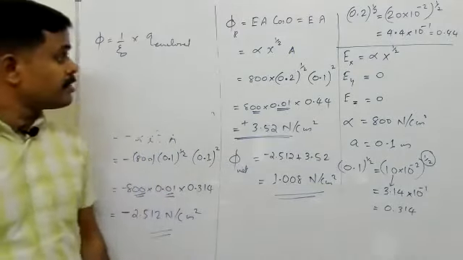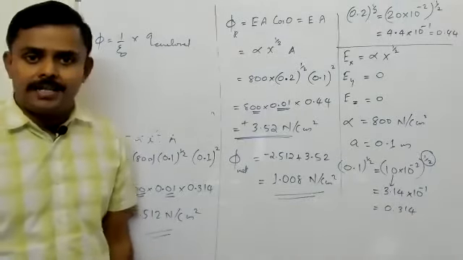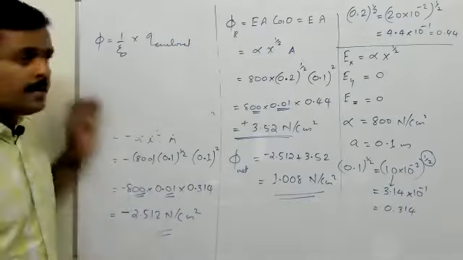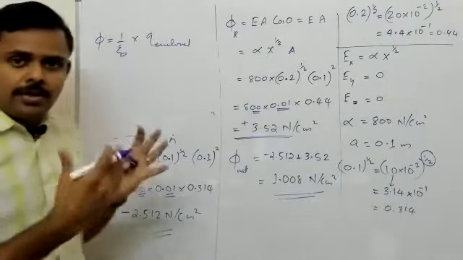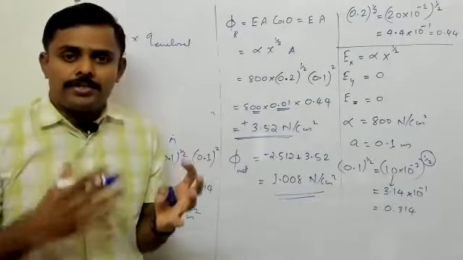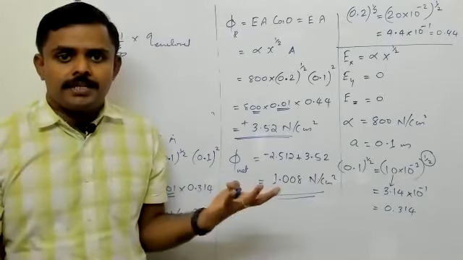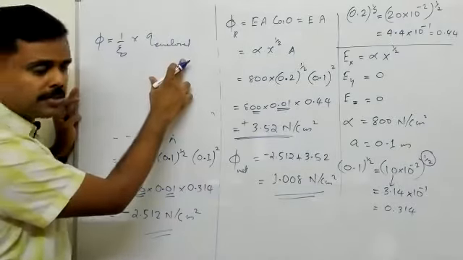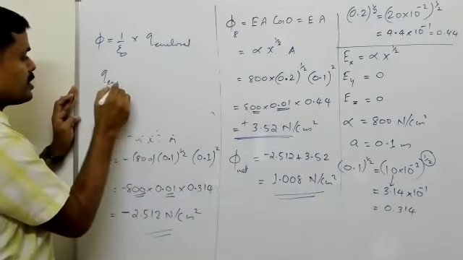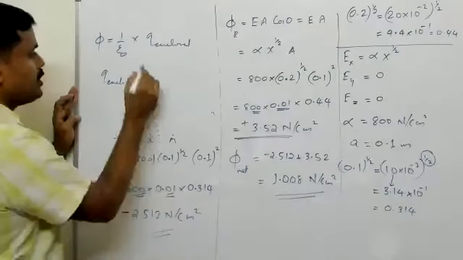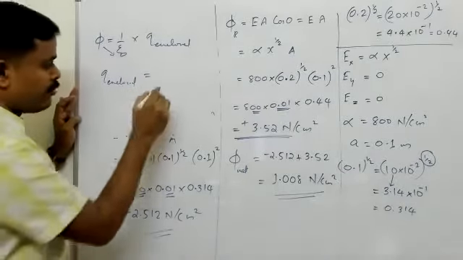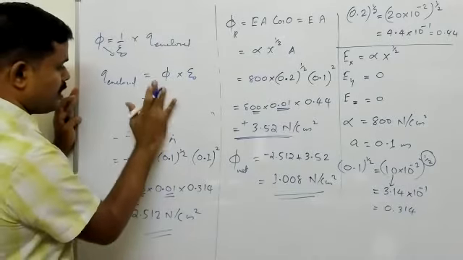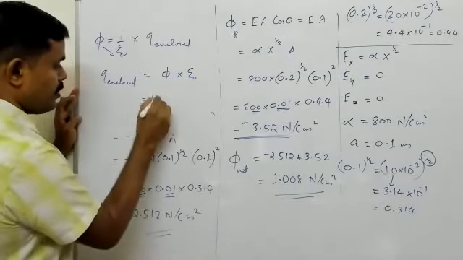There is a second part of this question. You have to calculate the charge enclosed in the cube. You can use Gauss's theorem. When you hear charge enclosed, what should come to your mind? Gauss's theorem. Flux is equal to 1 by epsilon 0 into charge enclosed. They are asking you to find charge enclosed. Cross multiply: 5 times epsilon 0. Phi is what? You got the phi value here.